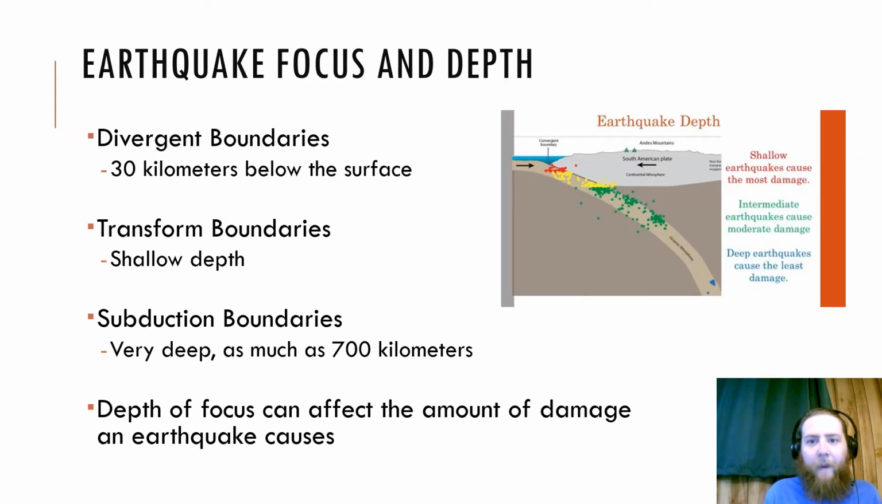The focus and depth. At divergent boundaries, they're really far down, about 30 kilometers. At transform boundaries, there are these red dots and yellow dots here, and they're really close to the surface. Then the divergent was these green ones. And then subduction, these blue ones down here, are very, very deep, very far below the surface, up to 700 kilometers. The deeper you are inside of the Earth, the lower the amount of damage you're going to get. Closer to the surface, more shallow, more damage. Deeper, less damage.